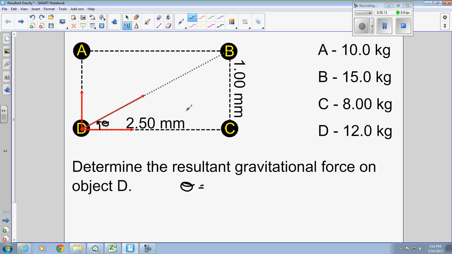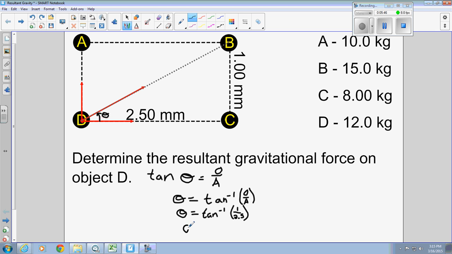Now we have our opposite side and we have our adjacent side. Units don't matter as long as they're the same because they'll cancel out anyway. So the tangent is opposite over adjacent. If we know tangent is opposite over adjacent, we can figure out the angle. And we'll get that by taking the inverse tangent of both sides. So the inverse tangent of opposite over adjacent will give us the angle.